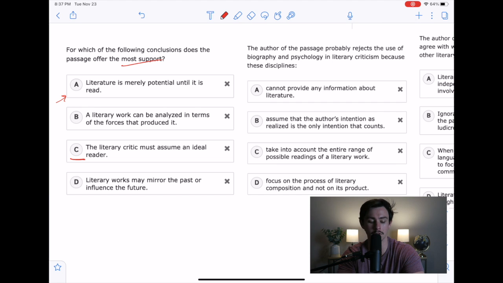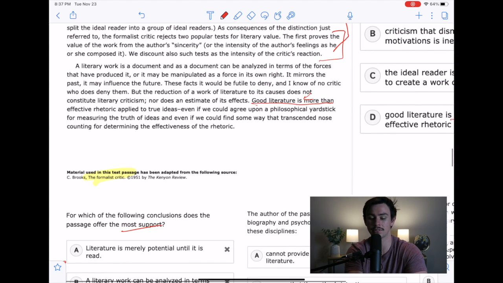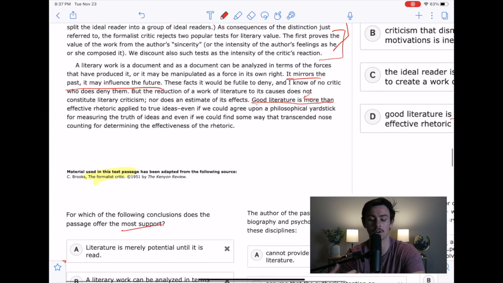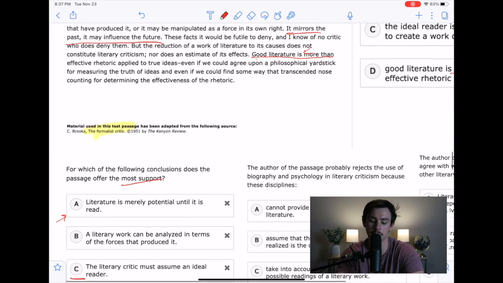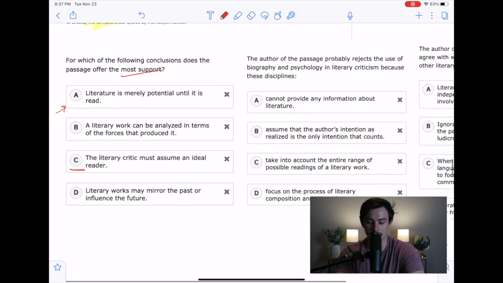And then D says literary works may mirror the past or influence the future. Okay, that's another one of those things. Notice that's at the end of the passage. It mirrors the past, it may influence the future. That's just that flowery language that doesn't have a whole lot of weight. And they don't go on to speak about it at all. You can even read after it. They don't elaborate on that. They don't tell you what it means. They don't tell you how it's applied. They definitely don't tell you how it relates to the main idea. So you can say it's probably not very supported then. Correct answer here would be C.